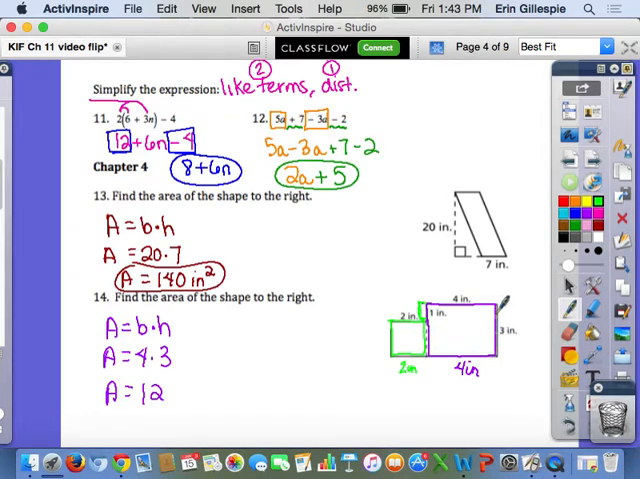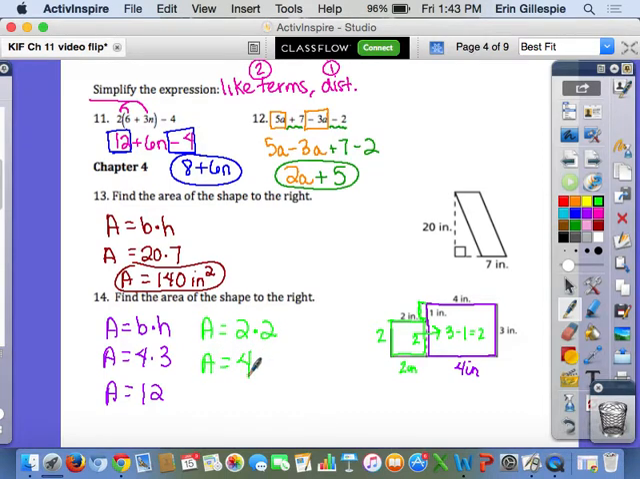Well, this full dimension here is 3. So that means all the way from here to here should be 3, and this part's 1. So that means this dimension right here needs to be 3 minus 1, or 2. So it turns out that this is a square because all the sides are the same. So the area of this shape, I would do 2 times 2, and that would give me 4.